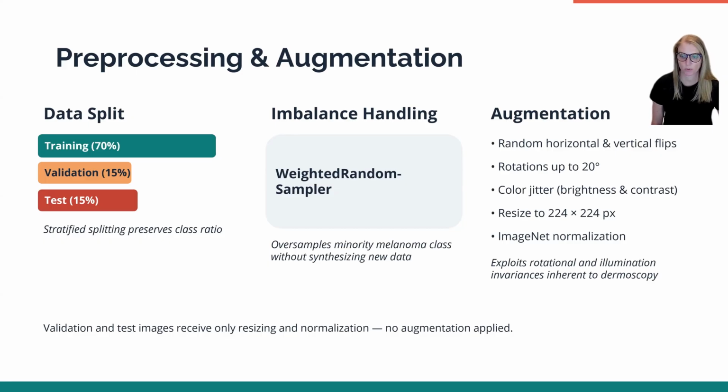So this exploits the rotational and illumination invariances that are inherent to dermoscopy. Basically, the lesions have no top and bottom, left or right. They need to be able to be evaluated from left to right, top to bottom, and along all of the axes.